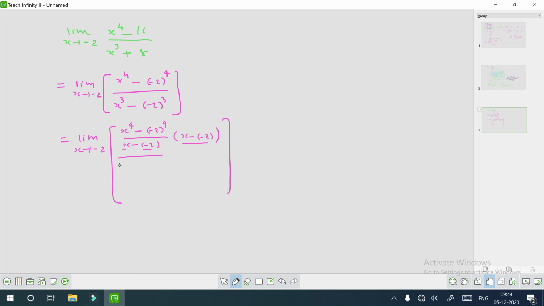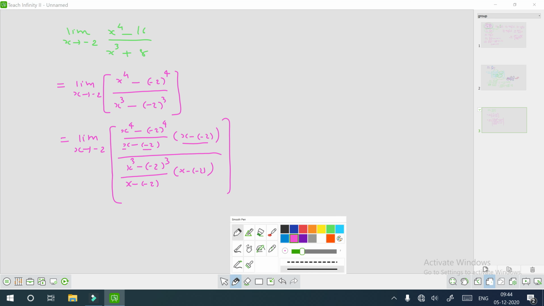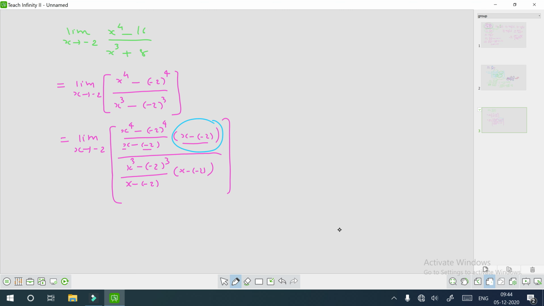Now see, in denominator quantity x cube minus minus 2 cube over x minus minus 2. Here also x minus minus 2. Now once again on the same line, please see here. Here we get this factor as well as this factor get cancelled in the next step. So in the next step it is of that form. Which one?